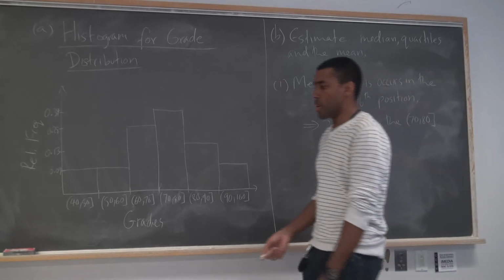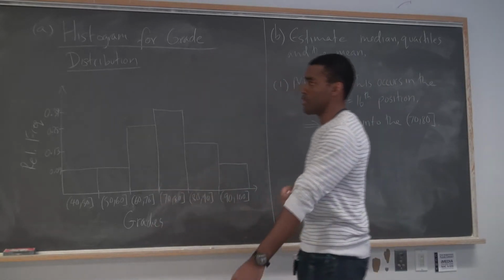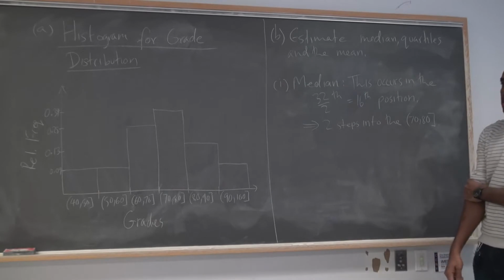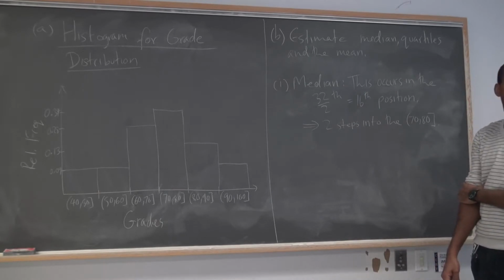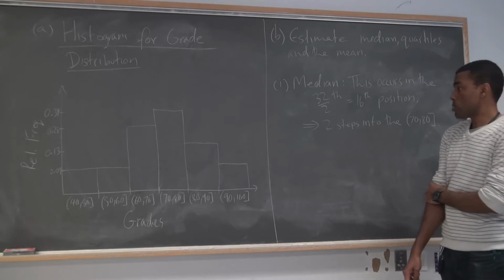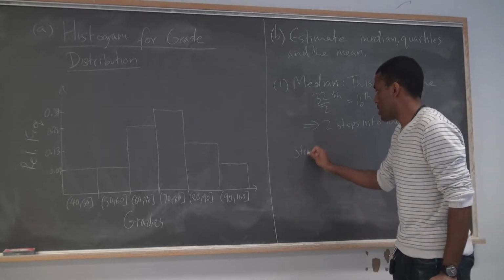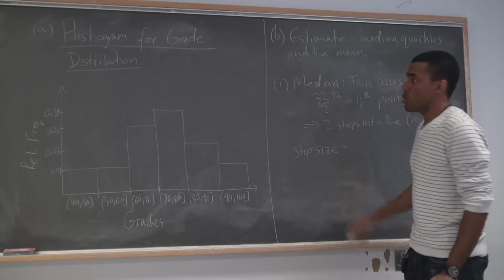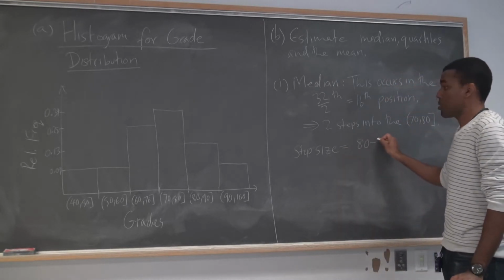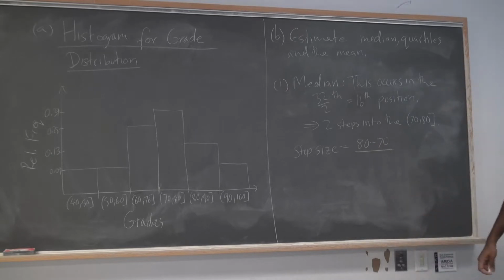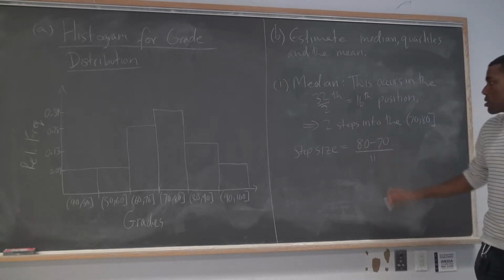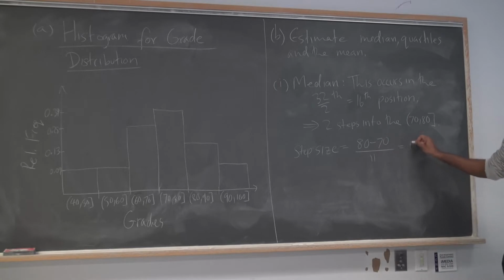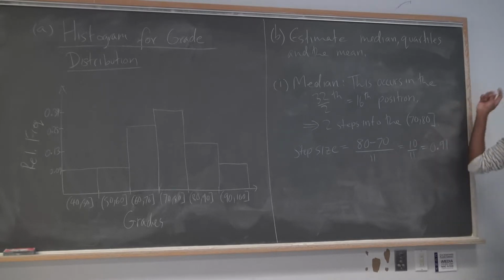So now we have to figure out what the step size is, so we know how deep we have to go into this bin. How did we do that? Right minus left and then over the frequency. So step size equals bin length, the right minus left, over 11. So this was just 10 over 11, which is 0.9090, so 0.91. That's the step size.